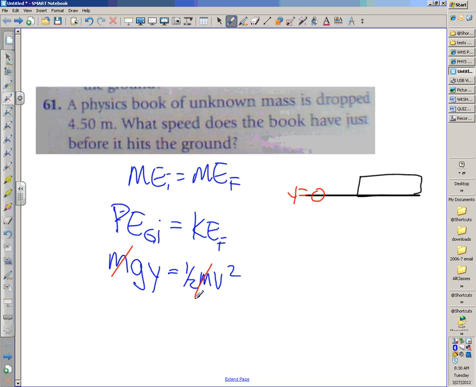Okay. So now, do we know the acceleration of gravity? Do we know the initial height of that object, where it starts? That would be 4.50 meters. Then the only unknown we have in this problem is the velocity. I guess we should probably call it the speed.